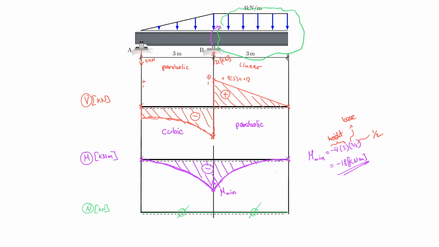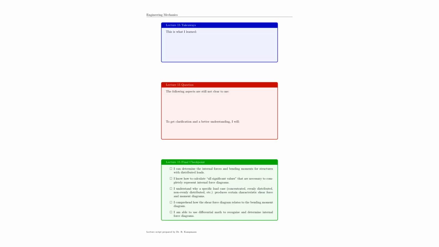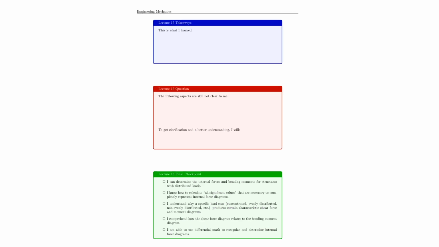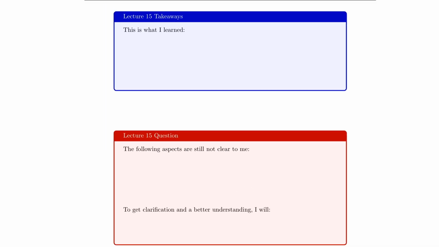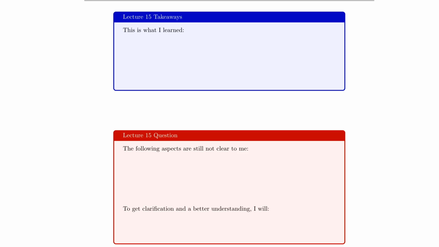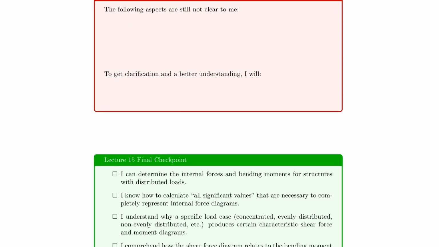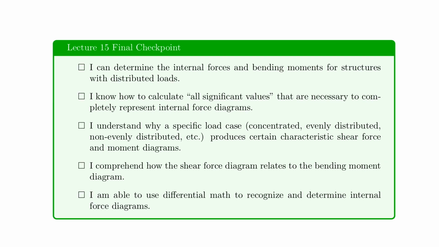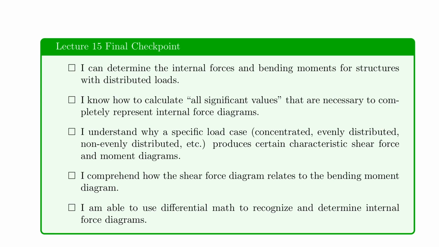But before we do that, let's take a look at the summary page for this lecture, and let's then conclude this lesson. So this is what it all comes down to, the takeaways and the parts that may still be questionable to you. Please go ahead and complete these sections. I will move on to the final checkpoint. Let's see what our checkpoints are for today.